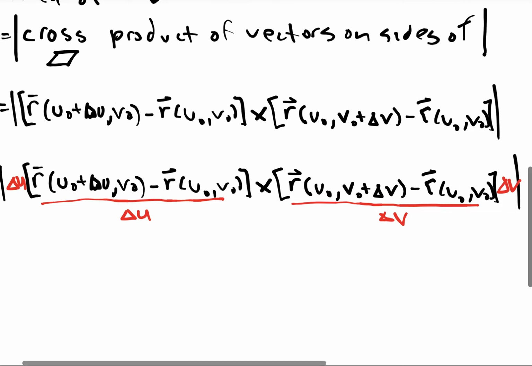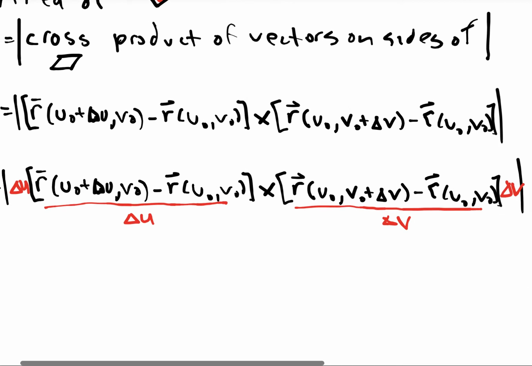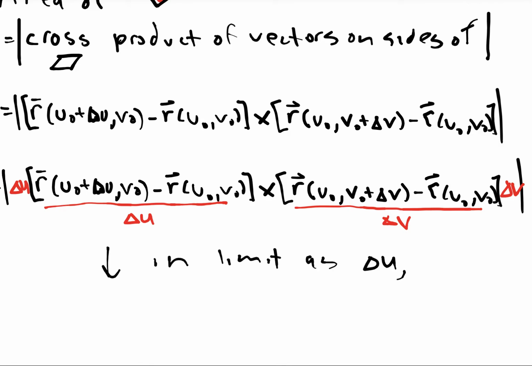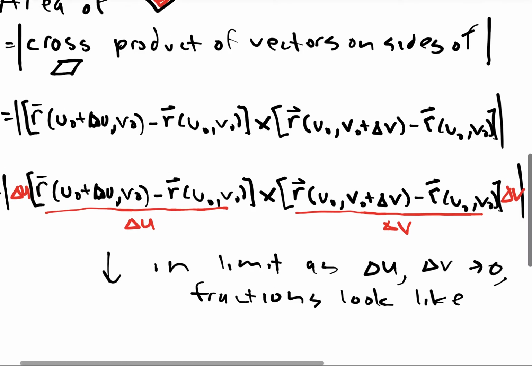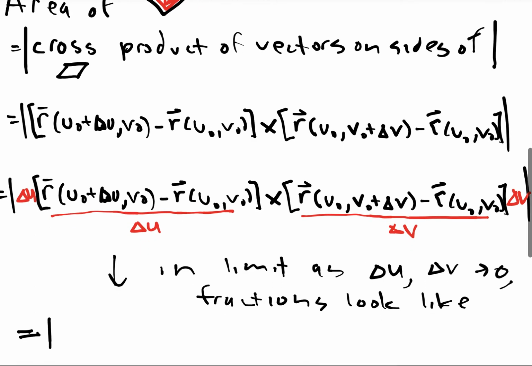Now, the reason that I'm doing that is this. If I consider these bits as fractions here, in the limit, as my delta U and my delta V go off to 0, those fractions are going to look a lot like the following. The delta U that I have over here is not really going to change so much, but this expression here is pretty much the precise way that I defined how to take partial derivatives with respect to the first component.